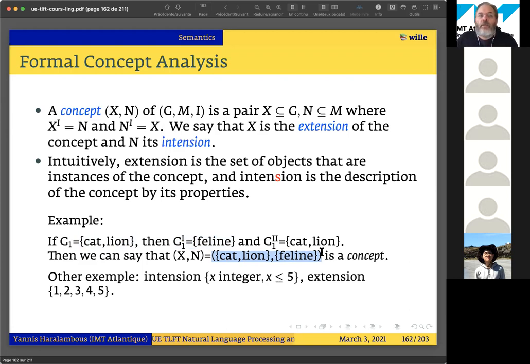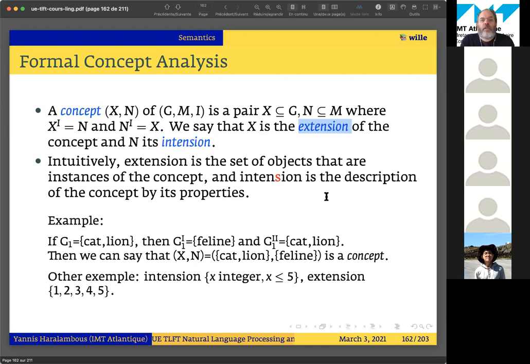Okay, so a concept is an X, which is called extension, and an N, which is called intention, intention with an S, because it's the opposite of the extension. Extension is the set of all instances of the concept. And intention is the set of all features that characterize this concept. And when I say characterize, I mean all objects I'm interested in have these features in common, and they have only these features in common.